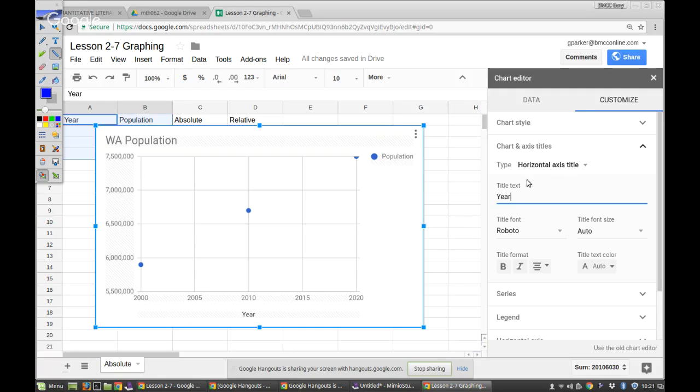All right, so let me just finish this. Let's see, year there. So then from horizontal axis, I switch to vertical axis. And the vertical axis is number of people or population, whatever you want to call it. I'm going to call mine people.